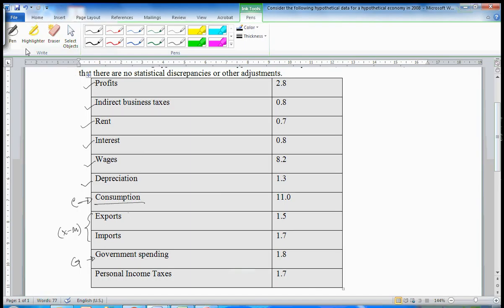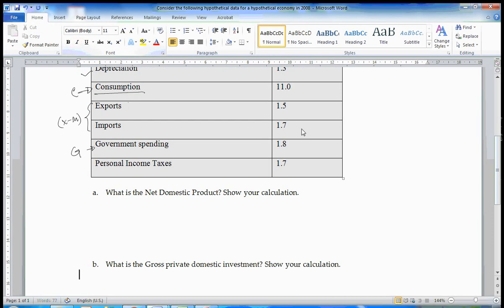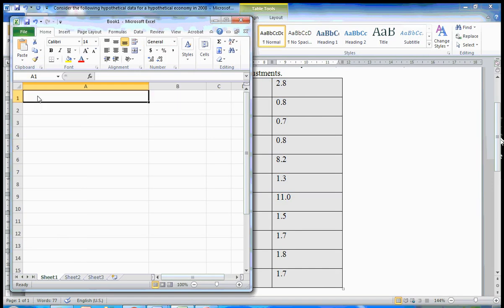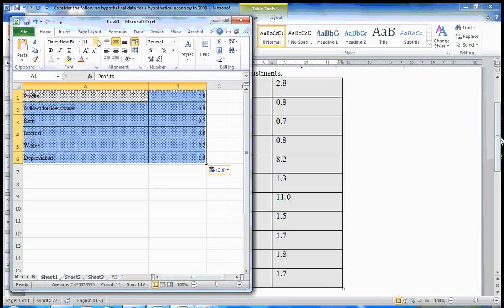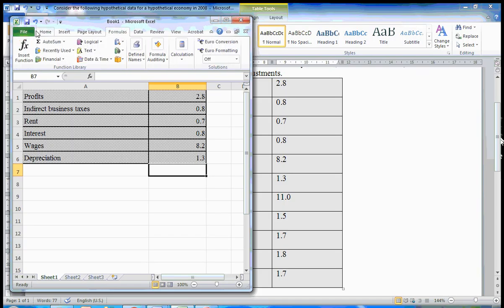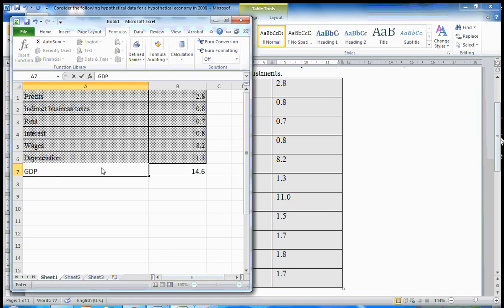So to save a little bit of time, what I'll do is I'll just copy and paste these income components on an Excel file where I'll just add them quickly. So let's go to an Excel file here, and now I'll just add these things up to find out my GDP. Formulas, I'll ask Excel to sum all these values, and looks like my total GDP in this case is equal to $14.6 trillion.